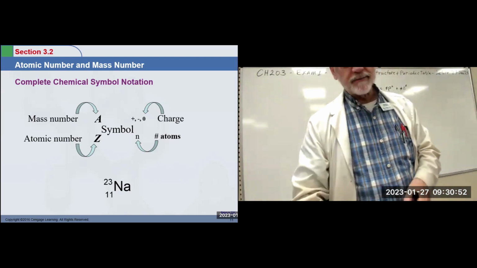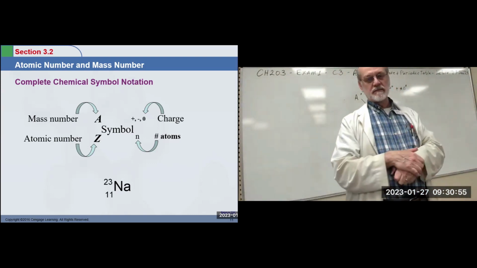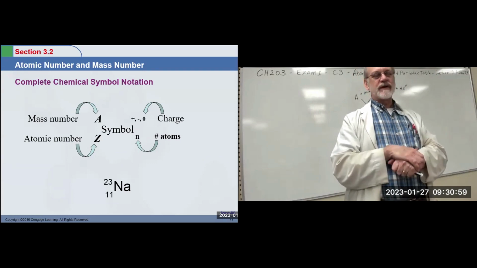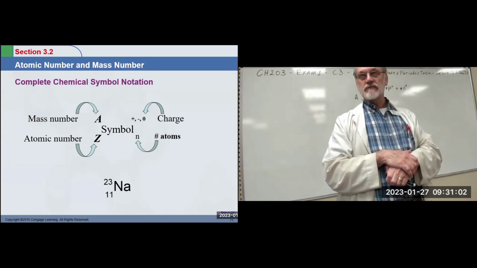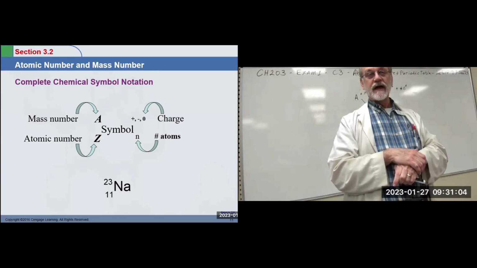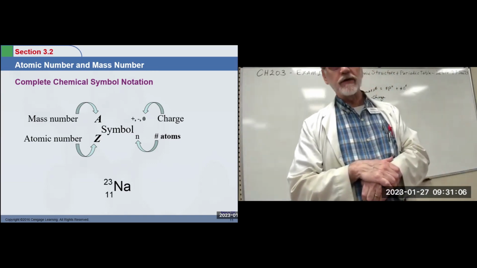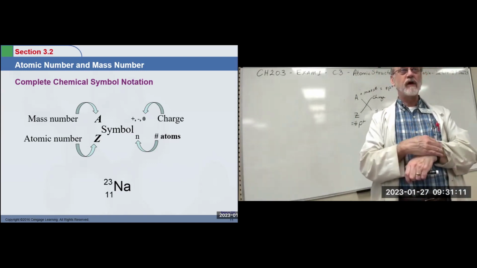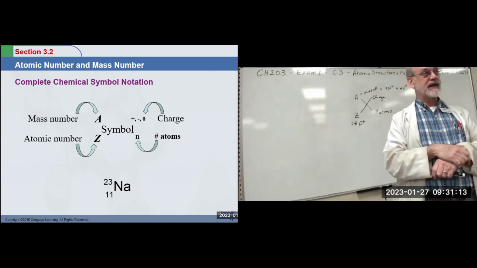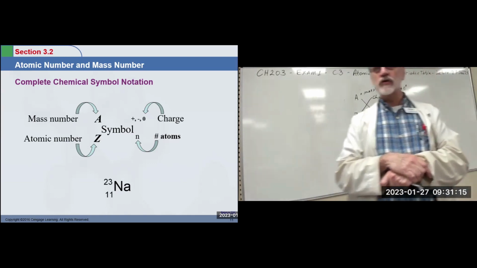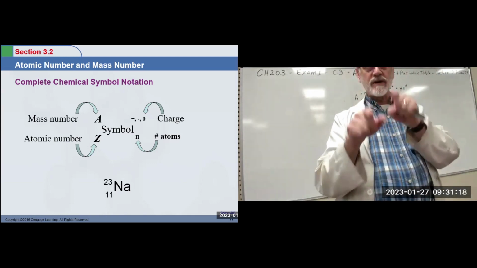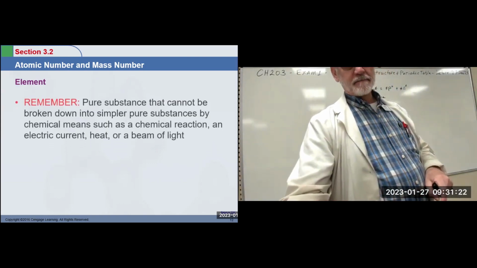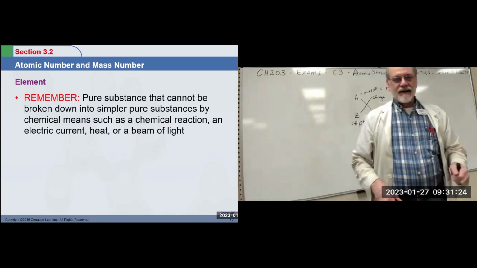So if we wrote sodium, here's one possibility. Sodium has 11 protons. No other element has 11 protons only in its nucleus, just sodium. And the mass number is 23. So how many neutrons do we have? Try 12, right? 23 minus 11, 12 neutrons in that particular atom. Okay.